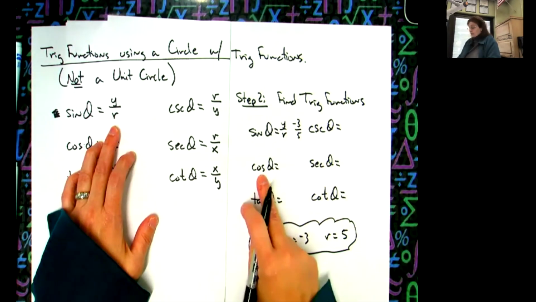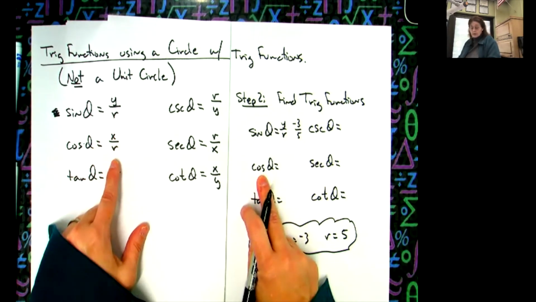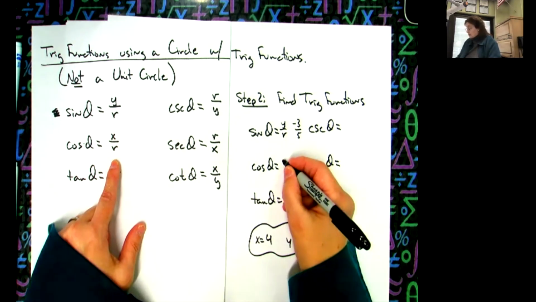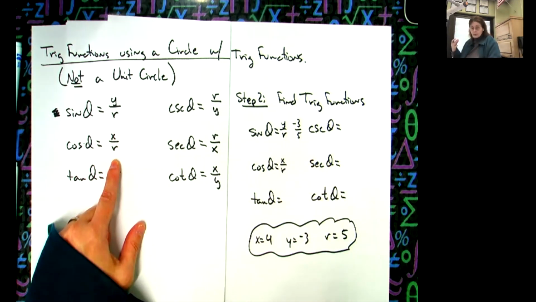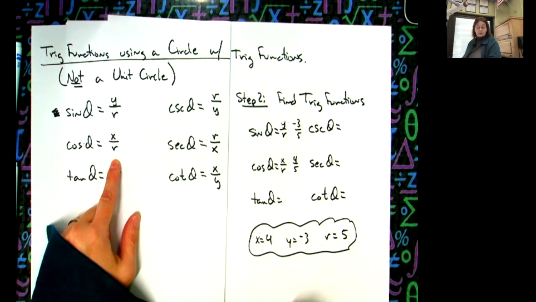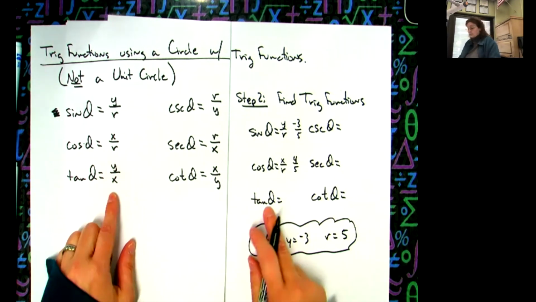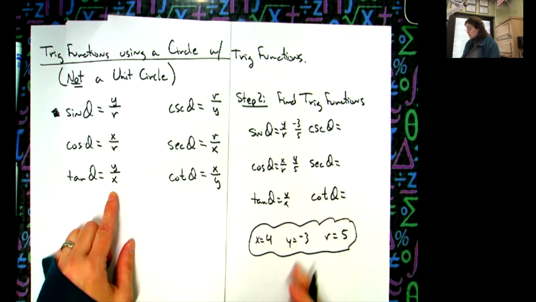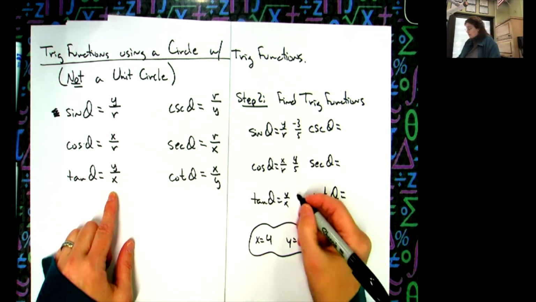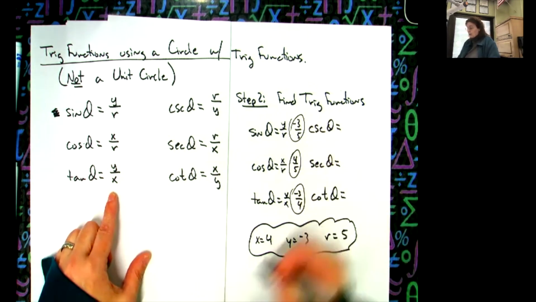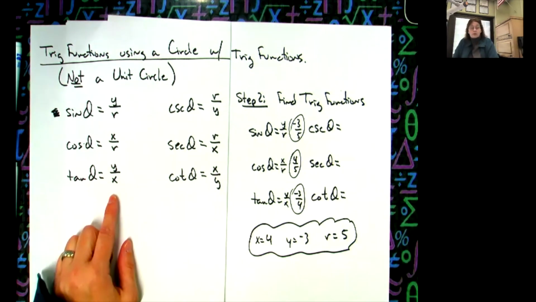Cosine. What's the formula for cosine? It's going to be x over r. I'm writing that x over r there just so we can visualize what we've got. So 4 over 5, so 4/5. The tangent formula is y over x. What's your y? What's your x value? -3/4. So those come up pretty quickly using these new formulas.